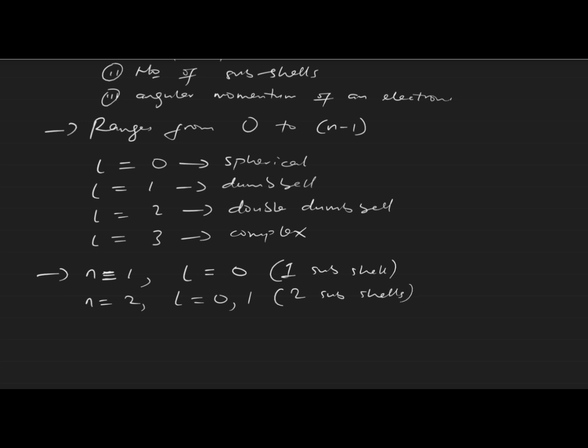And then of course when n is equal to 3, L will be equal to 0, 1, 2, which is n minus 1 in this case, which means the third energy level or the third shell in an atom is made up of 3 subshells.